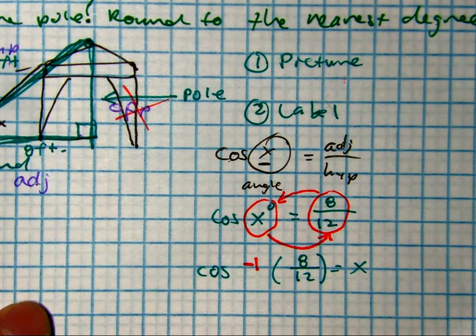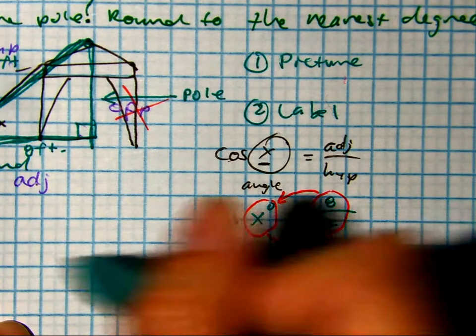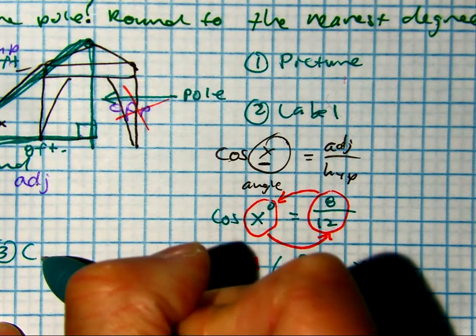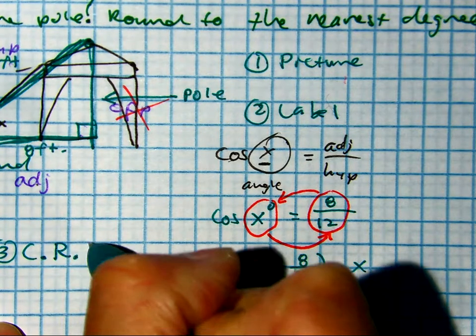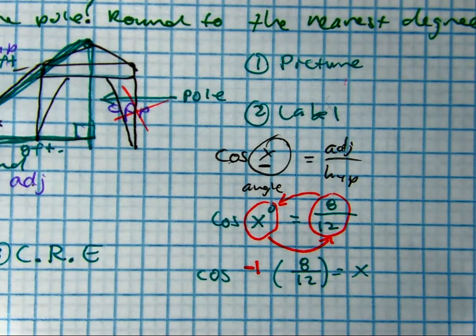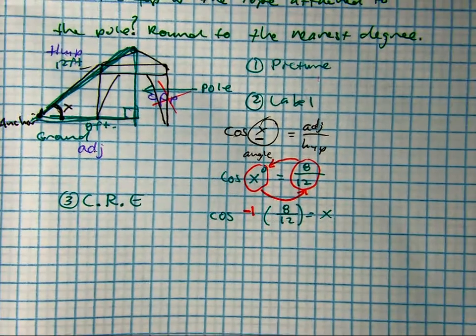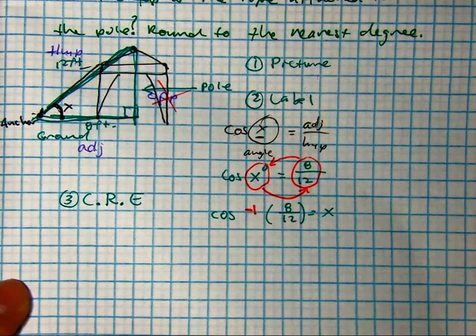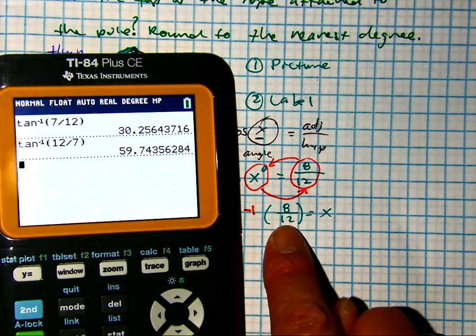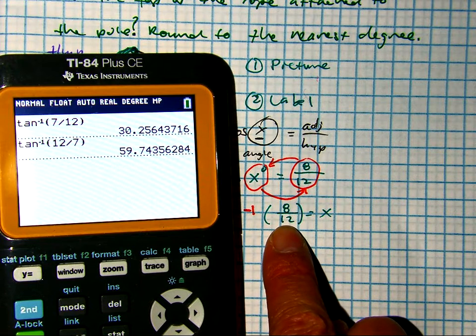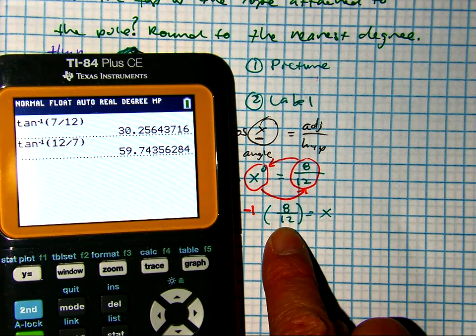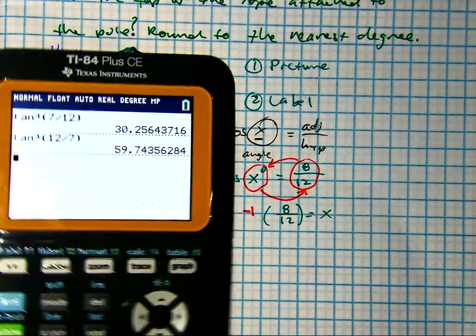And I would consider this the third step. We now have a calculator-ready equation. Let's put that into your calculators. Remember, this here is not a degree. It's a comparison of the sides. So you are in degree mode.